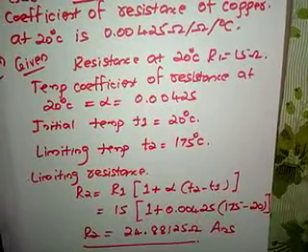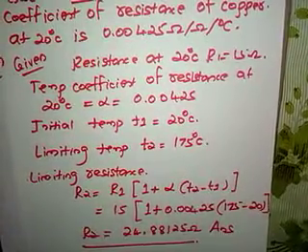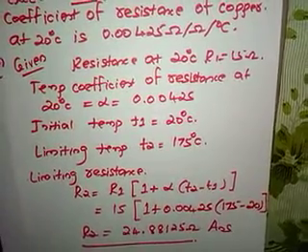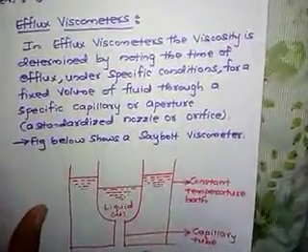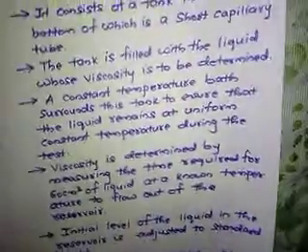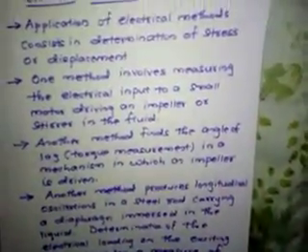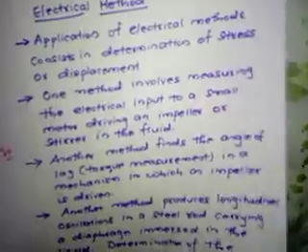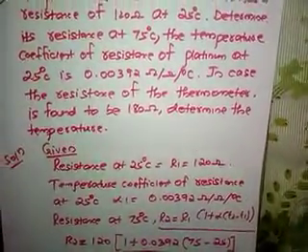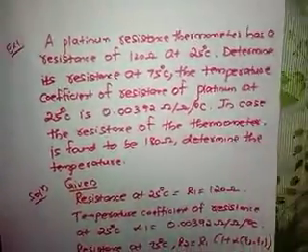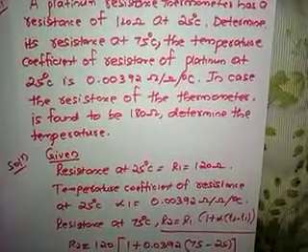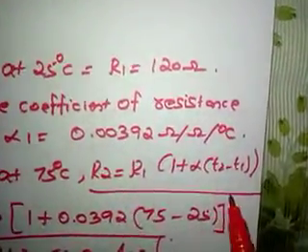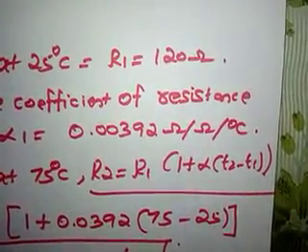Fine. So students, in today's class we started with the topic on viscometers, that is finding the viscosity. We explained the reflex viscometers, considering the Saybolt viscometer, then we dealt with the electrical method of measurement of viscosity, various techniques used under the electrical method. Then we solved two examples based on the formula R2 is equal to R1 into 1 plus alpha into T2 minus T1.